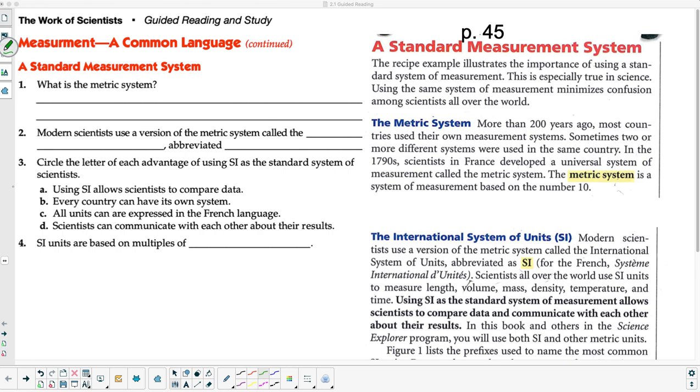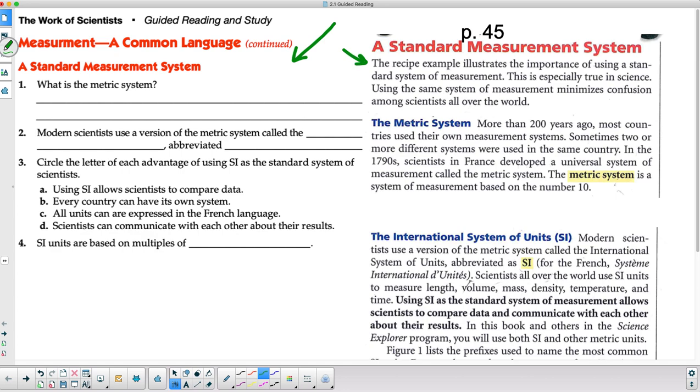Hey class, this is how we work on the 2.1 guided reading part A. So on this side over here, you will see the worksheet that I asked you to open up on your iPad, and over here you see the scanned pages of section 1 of chapter 2. So here's how this works.